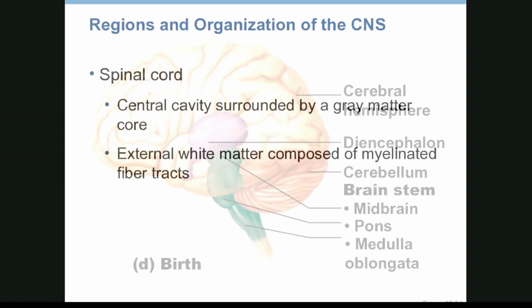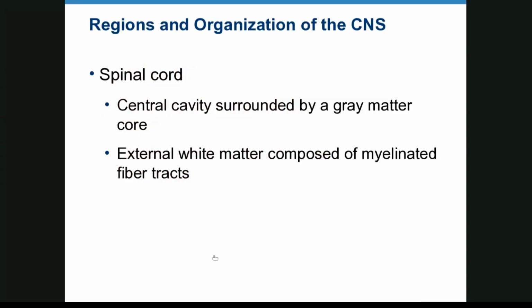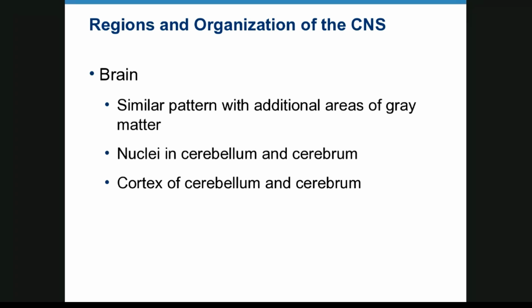We also consider the spinal cord, which has a central cavity surrounded by a gray matter core, and then the external white matter is composed of myelinated tracts. The brain has similar areas of gray matter, except the gray matter is in the cortex of the cerebellum and the cerebrum. We also have nuclei of gray matter in the cerebellum and cerebrum.